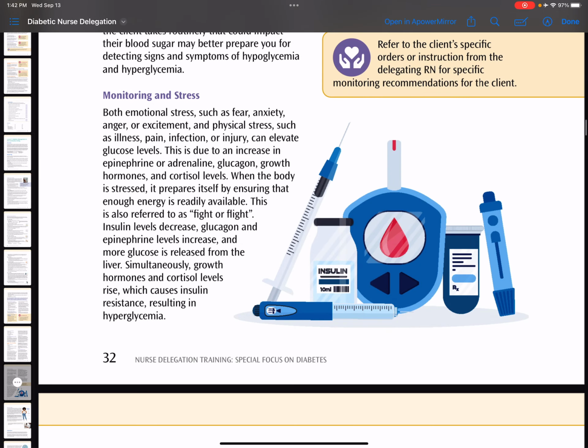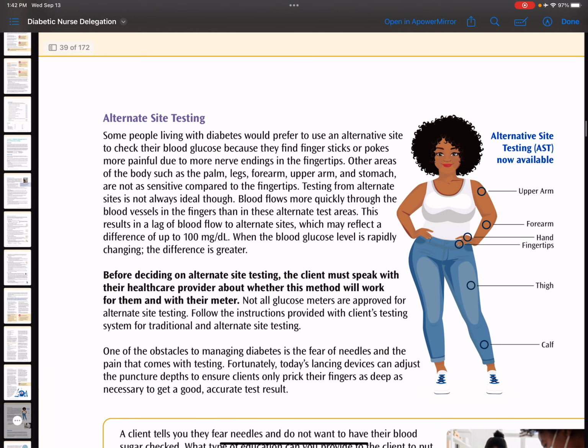The book shows us alternative sites where we can check blood sugar: the calf, thighs, hand, fingernails, forearms, and upper arms. Before deciding on alternative site testing, the client must speak with the healthcare provider about whether this method will work for them and with their meter. Not all glucose meters are approved for alternate site testing. Blood usually flows more quickly through the blood vessels in the fingers than in these alternate sites, so we need to check with the doctor if the client wants to do it.